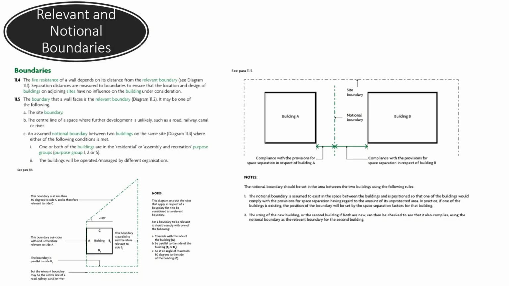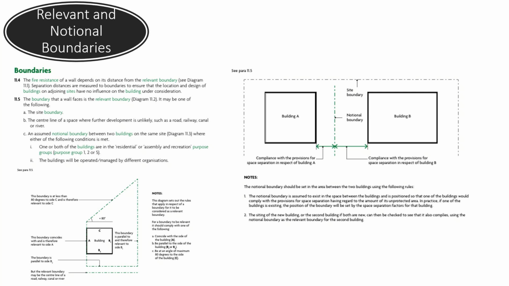Now, B4 more generally in a domestic setting, the first thing to talk about is boundaries. There are two types of boundaries within fire safety. There's a relevant boundary and a notional boundary. A relevant boundary is a physical boundary. So that's a hedge, fence, wall, etc. A notional boundary is an invisible boundary which you can place to make sure that both buildings comply.